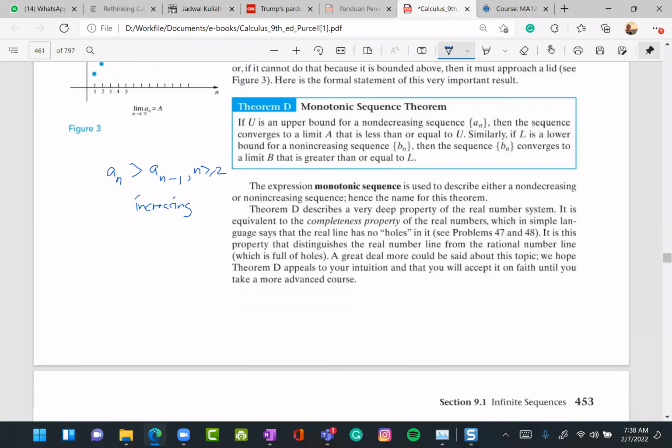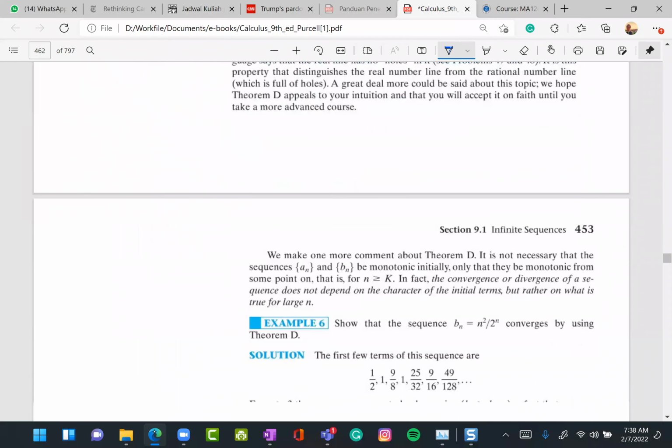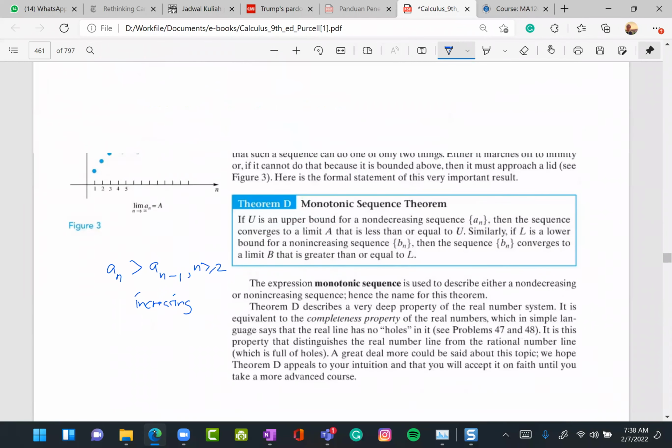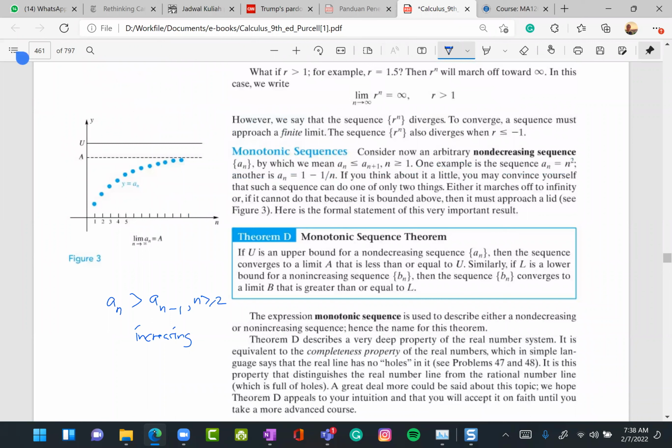Example. So this is the idea, the picture here. You have an increasing sequence, it keeps increasing, but somehow it has a ceiling. Because it keeps going up but the ceiling prevents it from crossing, then it should converge. This should converge. Okay.